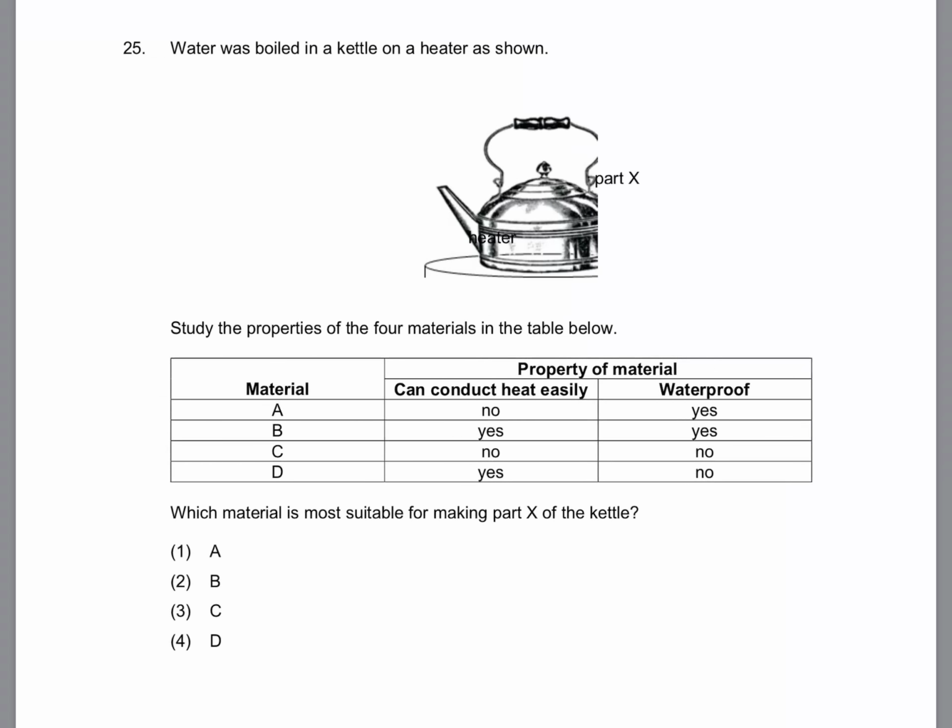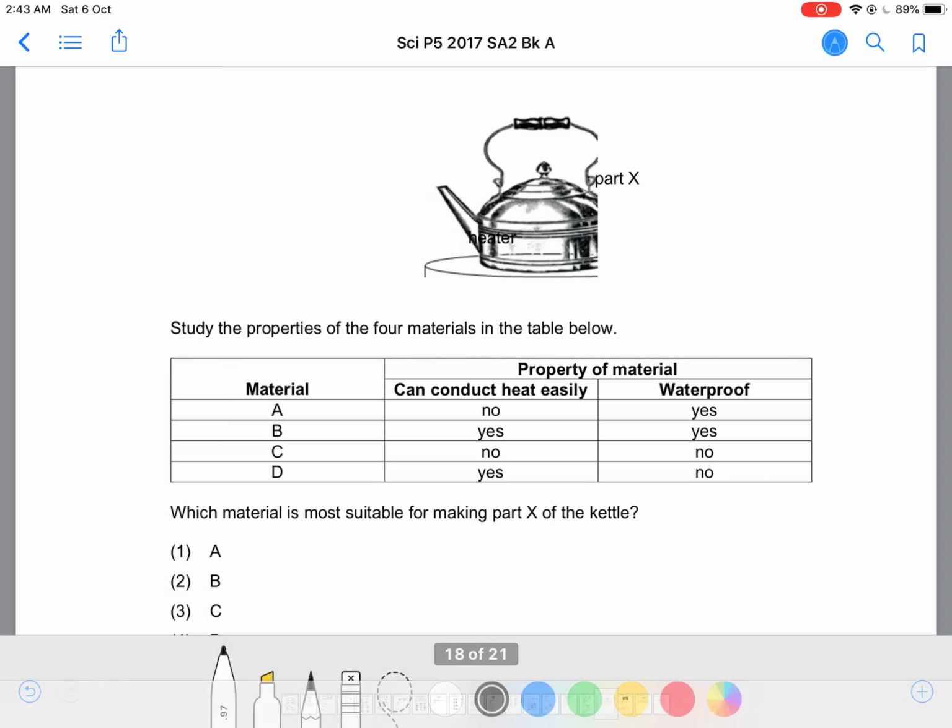Question 25. Water was boiled in a kettle as shown this way. So what must this kettle be made of in order for it to boil your water well? It must be able to conduct heat easily, right? So option A and option C is already out.